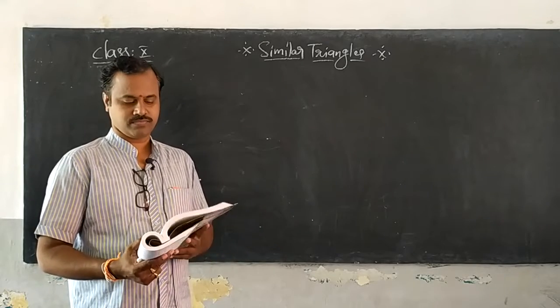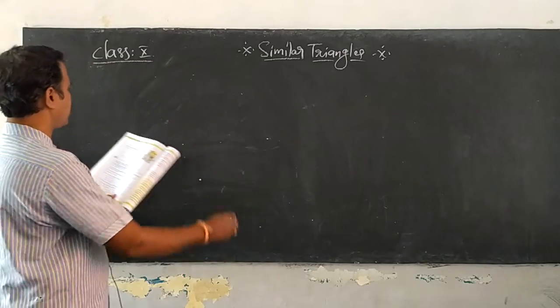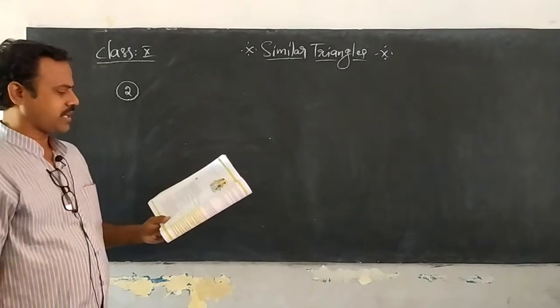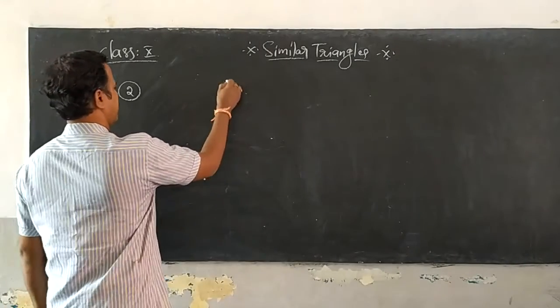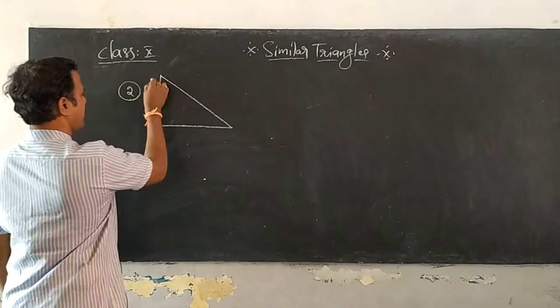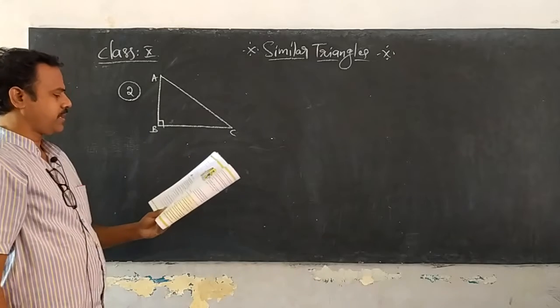At the end of chapter 8.4 we were discussing the second question. I showed you the first question in the previous video. This is the second question. See what is given: ABC is a right triangle, right angled at B. The diagram is also given for you.